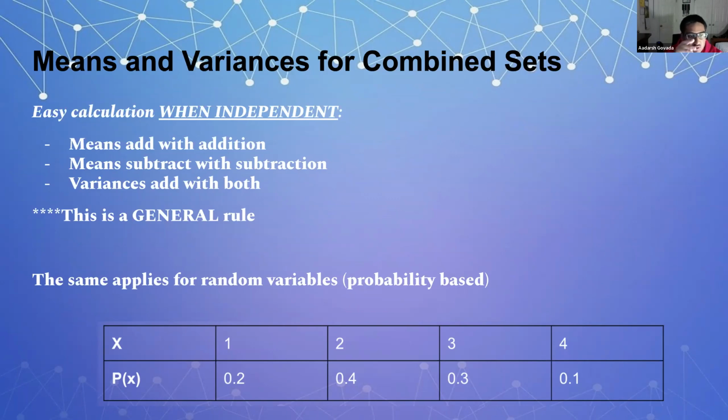Variances, this is a little bit surprising. The first part of this makes sense, right? If you're adding the two sets, then you add the two variances. The second part is going to seem counterintuitive, but if you subtract the second set from the first set, you still add the two variances. It doesn't matter whether you add or subtract. You will always add the two variances when you're trying to find the variance of this new combined set.